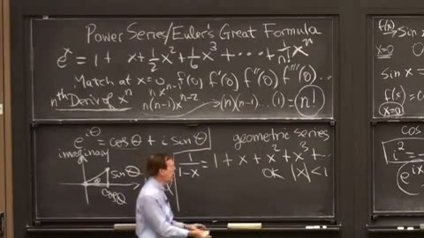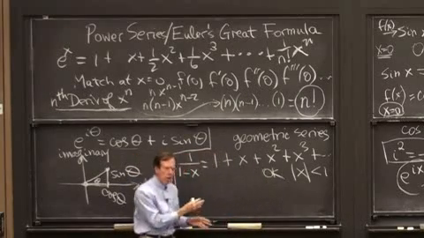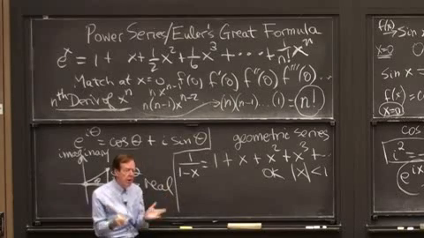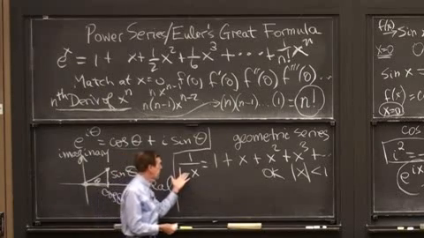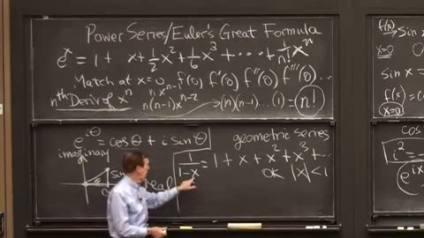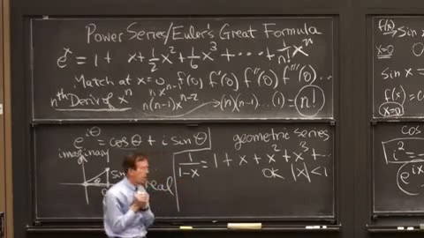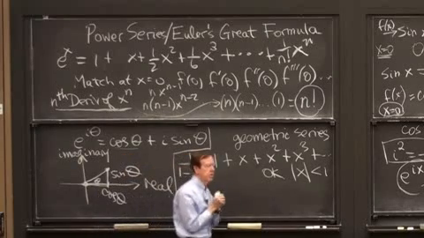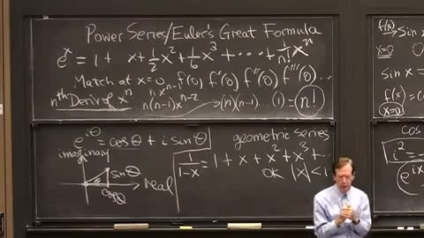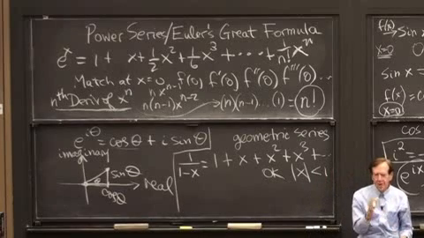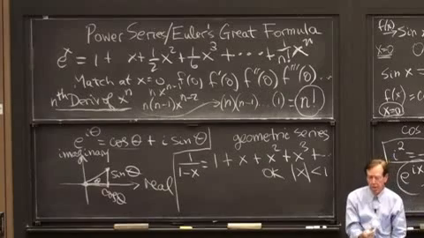At x equal 1, I have 1 plus 1 plus 1 plus 1, all 1s. I'm getting infinity, and on the left side, I'm getting infinity also. At x equal 1, it blows up. Okay, 1 more series, and we're done. It's a neat one because it brings in the logarithm.